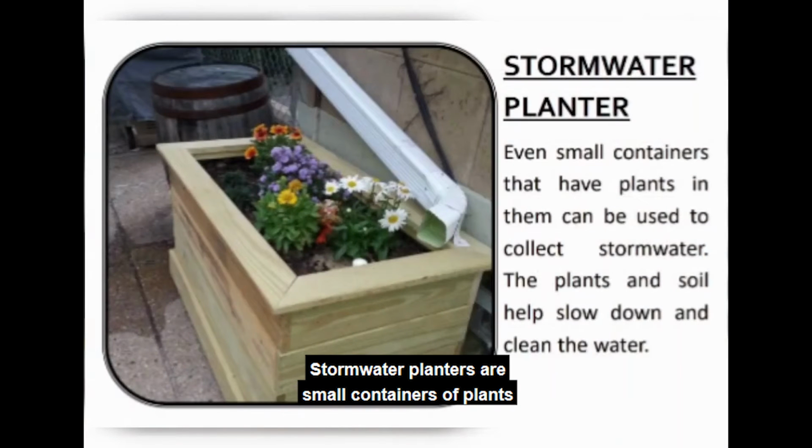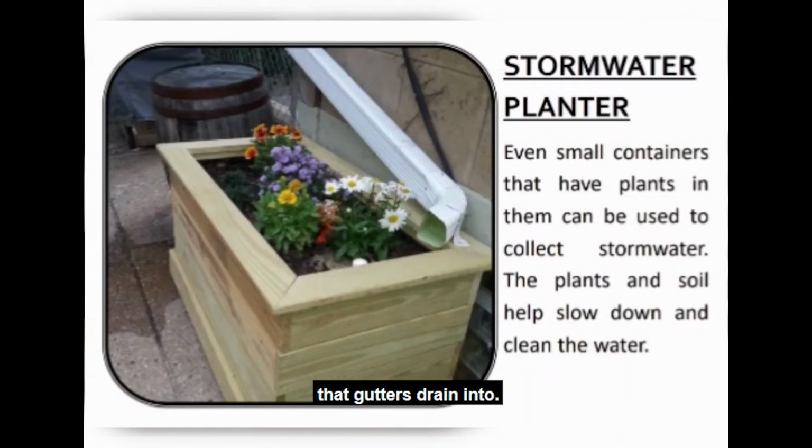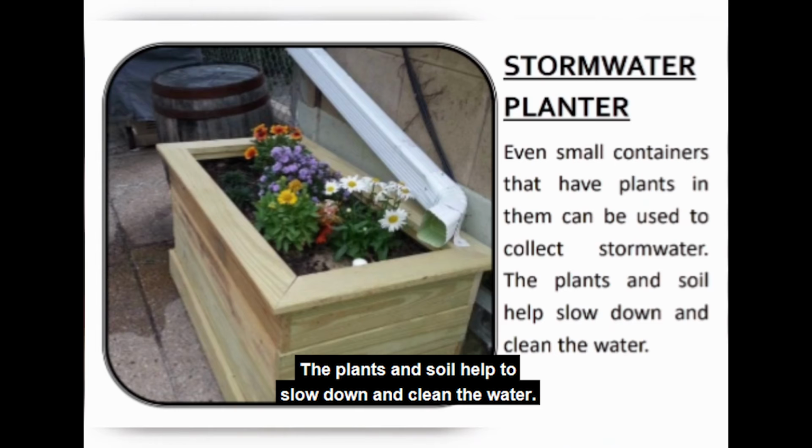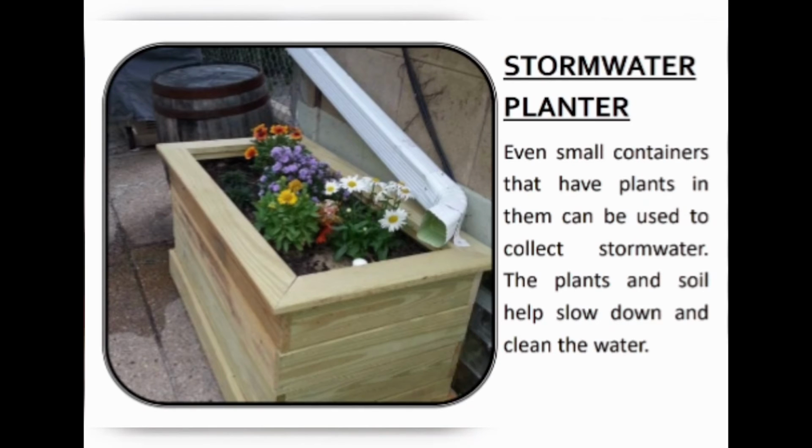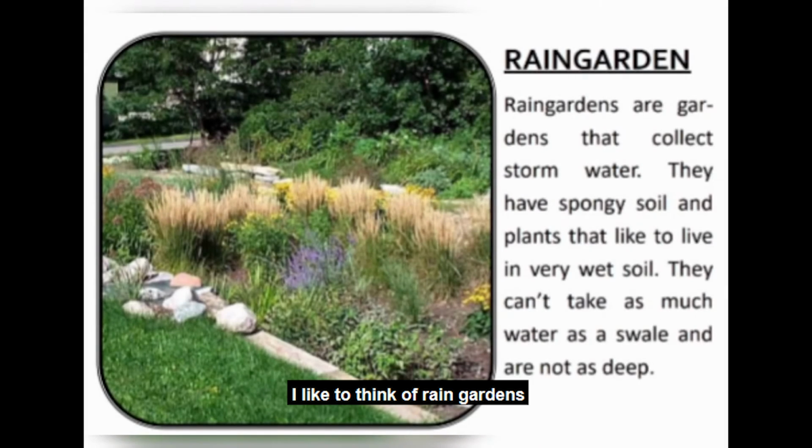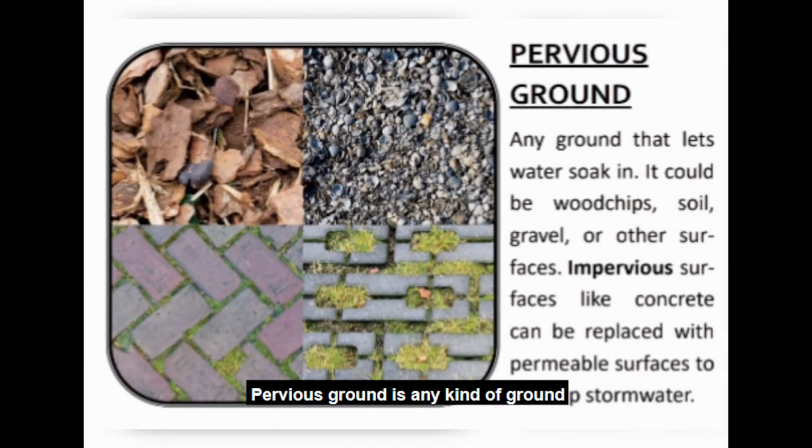Stormwater planters are small containers of plants that gutters drain into. The plants and soil help to slow down and clean the water. I like to think of rain gardens kind of like shallow bowls. They're able to hold quite a bit of water and have special soil and plants that can stay wet for a while. Pervious ground is any kind of ground that lets the water soak in. This could be wood chips, soil, gravel, or bricks with spaces in between.